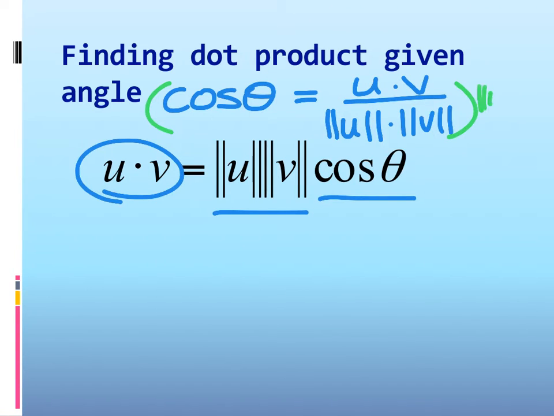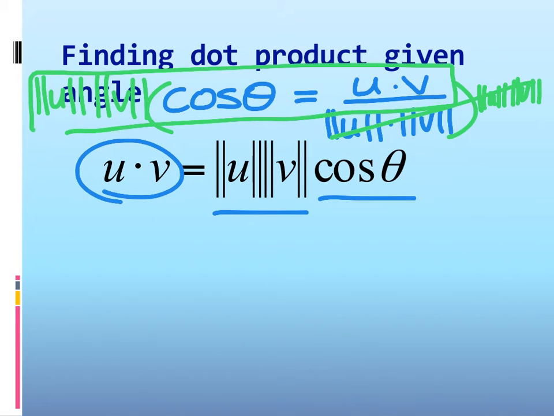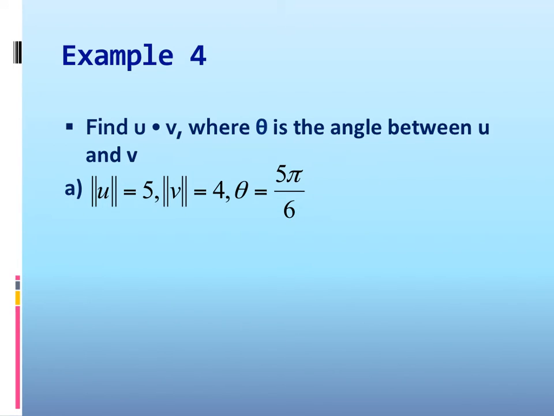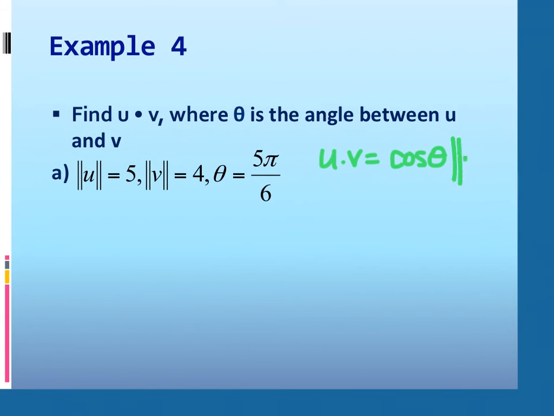Then we can simply multiply both sides by the bottom. We would get the magnitude of u times the magnitude of v. Over here would cancel out, and over here I'd get magnitude of u times the magnitude of v times cosine theta equals the dot product of u and v. So questions will look like this. Find u dot v, where theta is the angle between u and v. So we just said that the dot product would be cosine of theta times the magnitude of u times the magnitude of v.